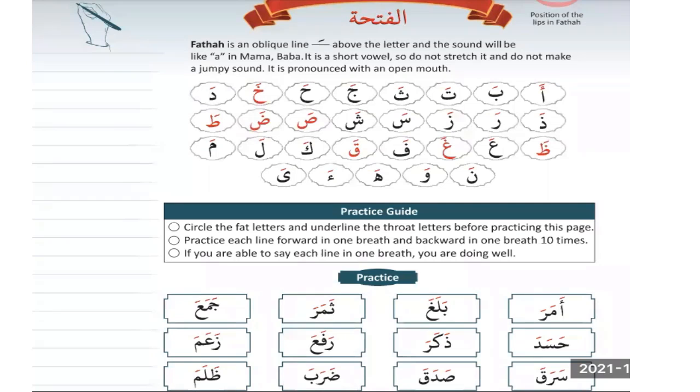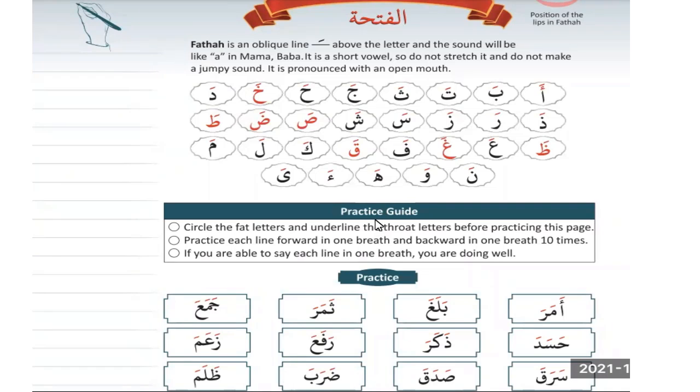So inshallah, I will read all these letters with the sign fatha on them, and you will practice the sound after me. You have already done the 7 letters, which are called fat letters or heavy sound letters, or whatever name you give. So inshallah, we will practice along with that. Look at the table in front of you.